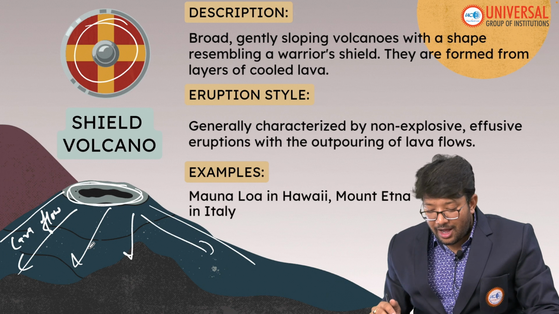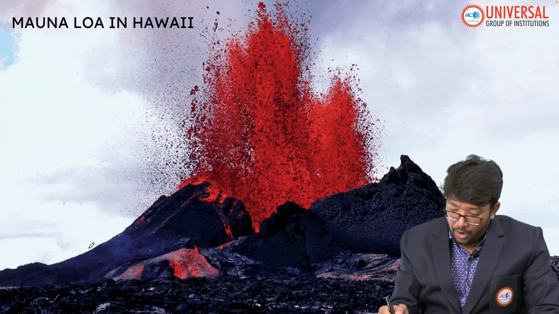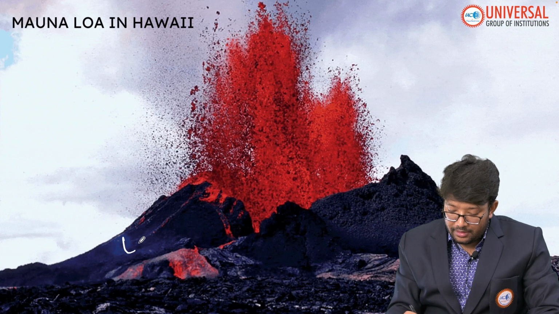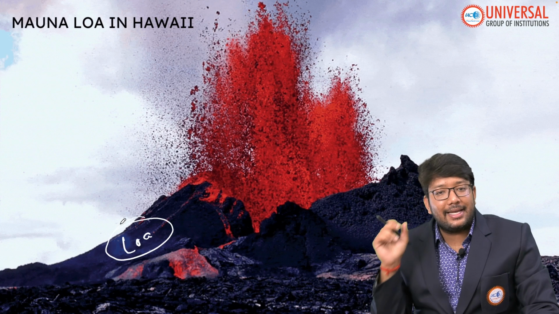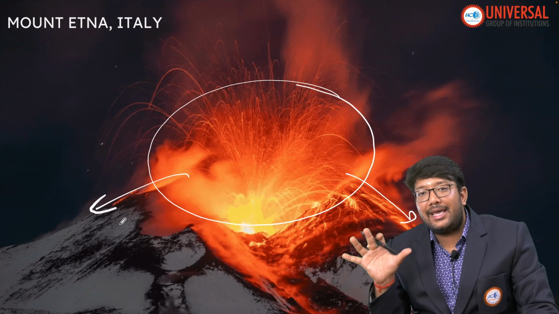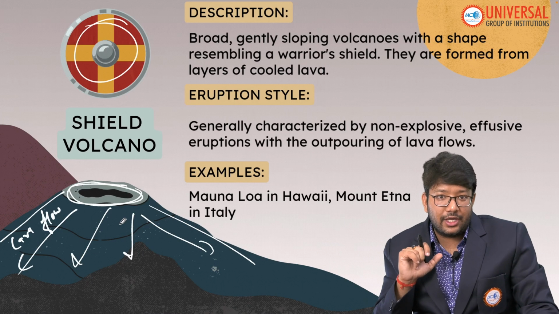So examples are Mauna Loa in Hawaii. This is Mauna Loa. It is situated on Hawaii Island. And second is Mount Etna in Italy. These are the examples of shield volcanoes. You have to remember that.